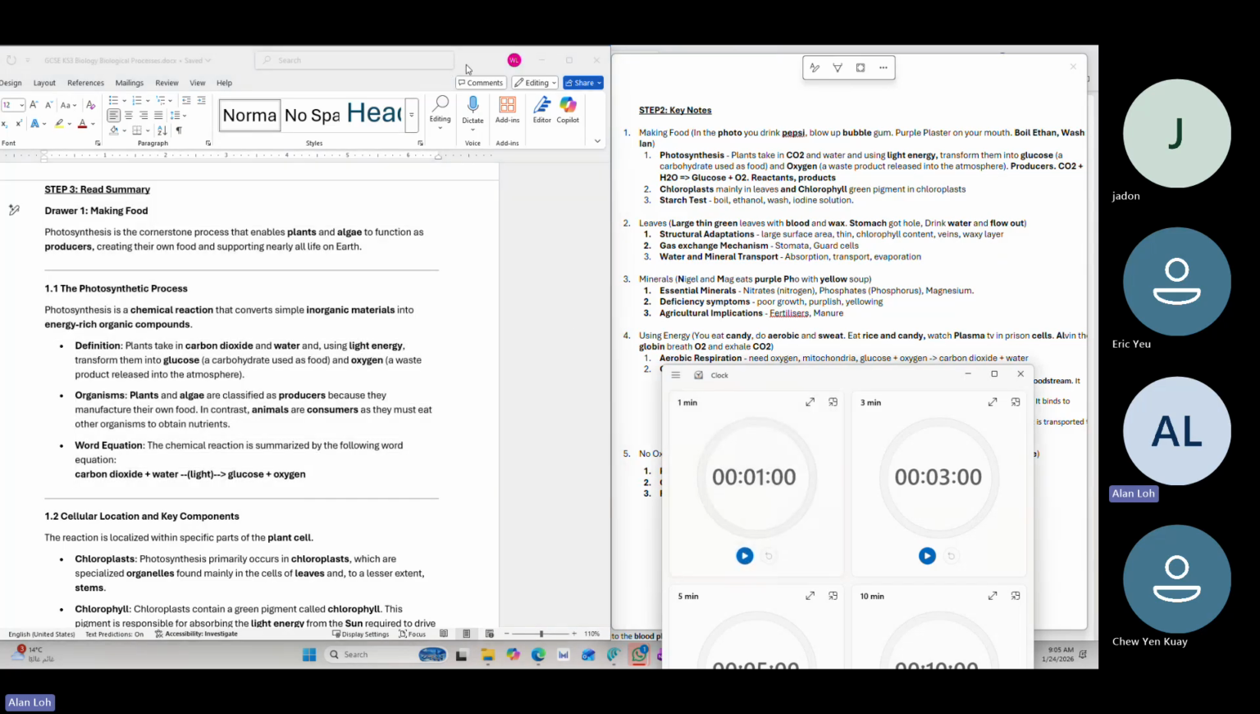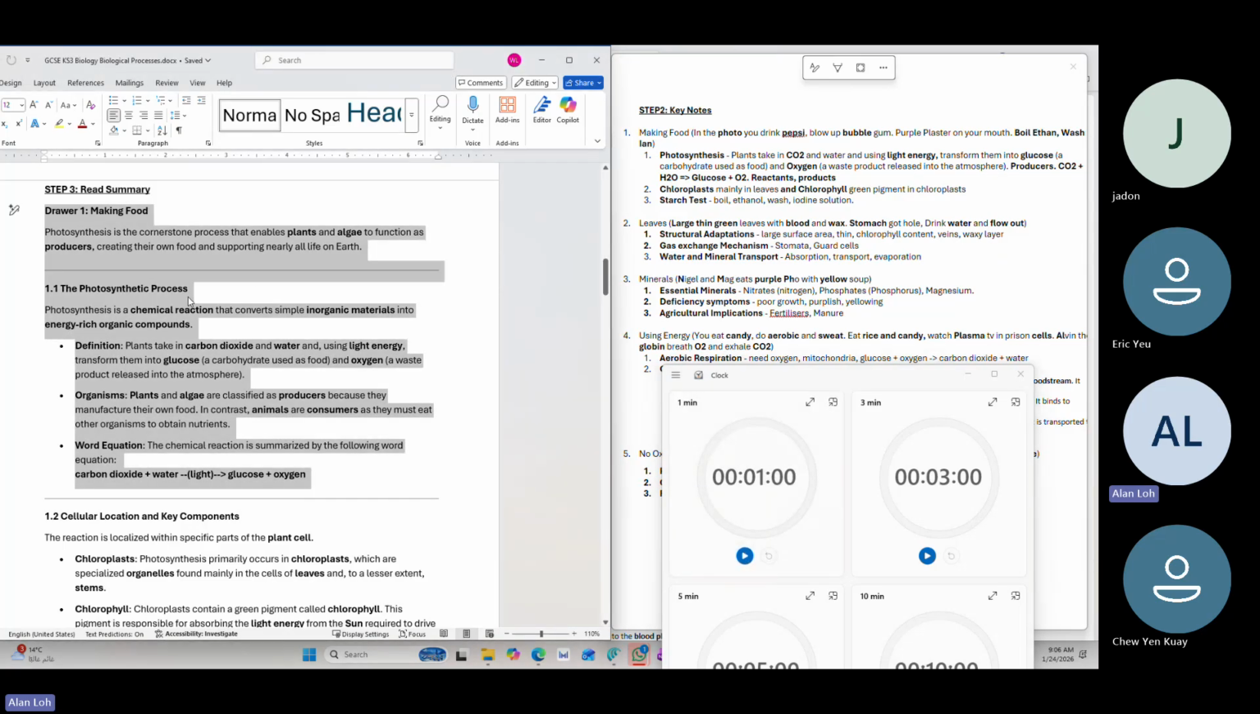Okay, done. So for example, this one is clearly drawer number 1, and the name of the drawer is making food. It's related to photosynthesis. So what is the new information written over here that is not in the step number 2 keynotes? I would say maybe about algae and plants. It mentioned something about producer, but it did not mention particularly the organism, which is the plant and algae. What else is new information over here? I believe that's about it.